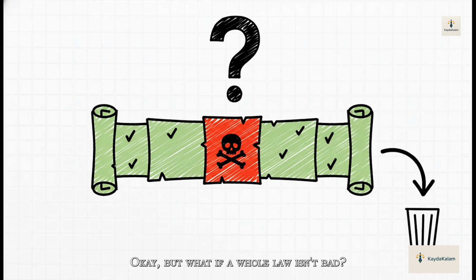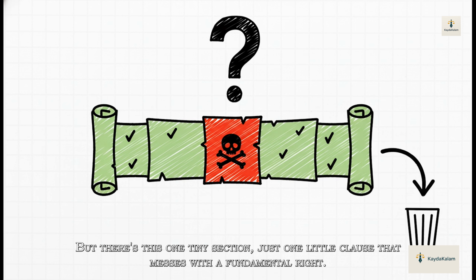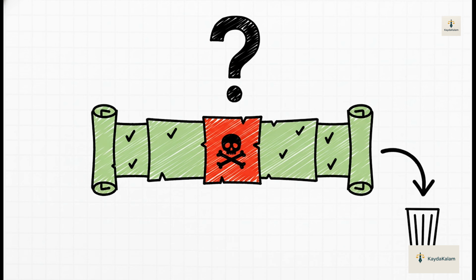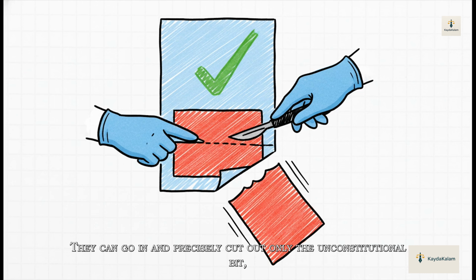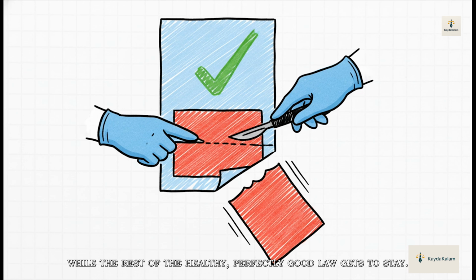Okay, but what if a whole law isn't bad? Just imagine this. A new law gets passed, and it's 99% totally fine. But there's this one tiny section, just one little clause, that messes with a fundamental right. Do we have to scrap the whole thing? Nope. And this is where the genius of the Constitution really shines. The courts can use something called the doctrine of severability. They basically act like a surgeon. They can go in and precisely cut out only the unconstitutional bit, while the rest of the healthy, perfectly good law gets to stay. It's an incredibly smart and practical tool.